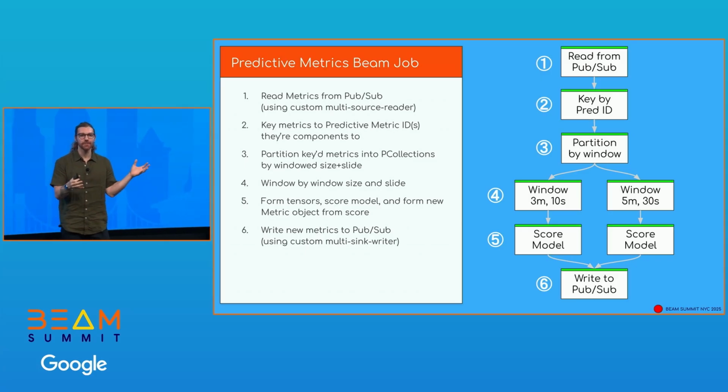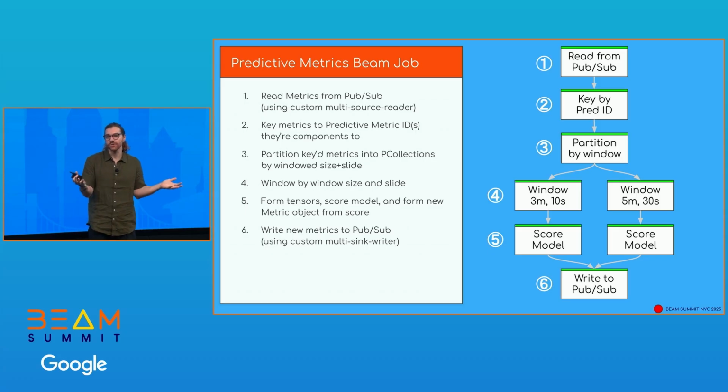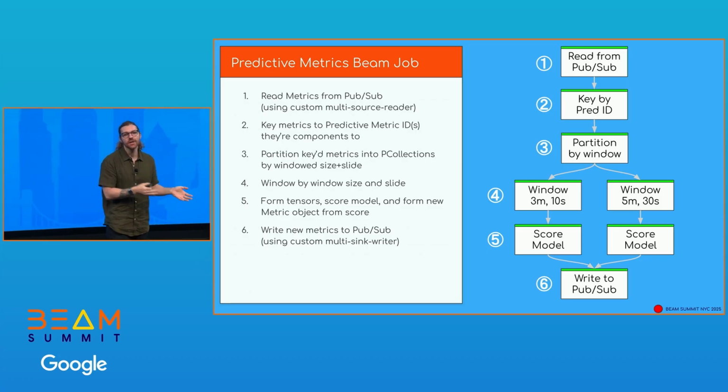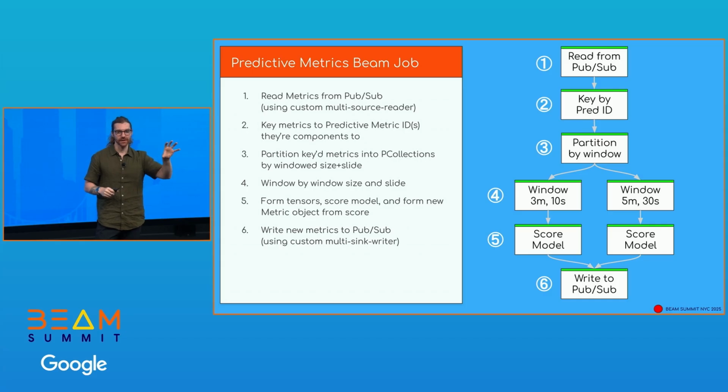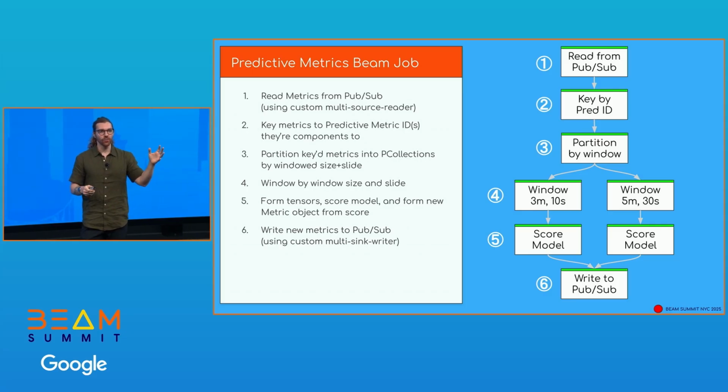We partition them by their window, so different models have different window sizes. Some models you want a 5-minute window, some models you want a 3-minute window, with different slides as well. Once we've done that windowing, we have these windows of all the input metric values for this period of time, for this particular predictive metric that we're going to be predicting. We then score the model. And once we've done that, we've created this new metric, and we write it out to PubSub.